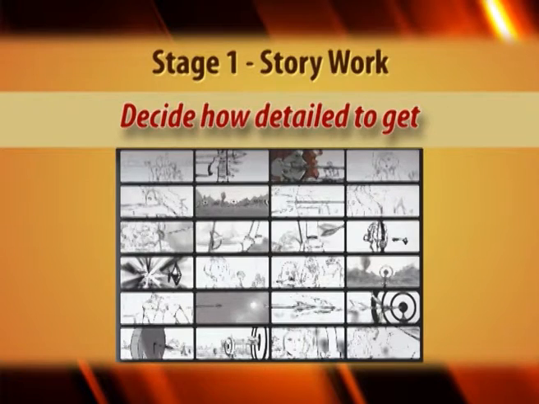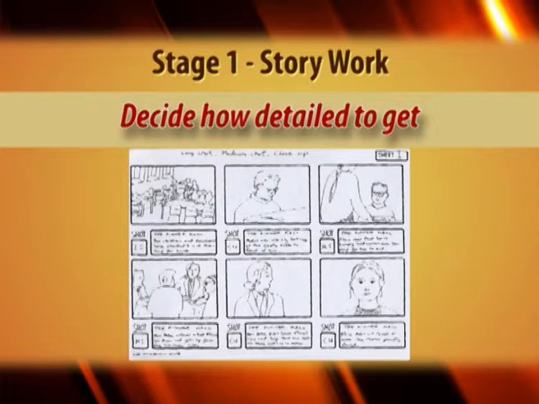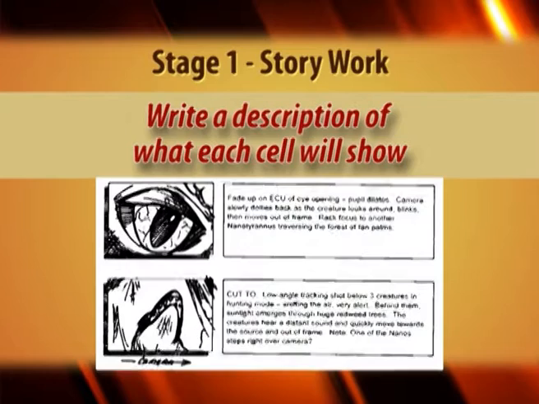Decide how detailed to get. A storyboard can be incredibly detailed, with illustrations depicting every shot. For each shot on the list, you will need to think about the shot's composition and other details involving how it will actually be filmed. Write a description of what each cell will show. Now that you know what main scene you want to show, think about how to depict the action in each illustration. Write a description of the most important element of each one. This will help you determine what exactly to draw for your storyboard.